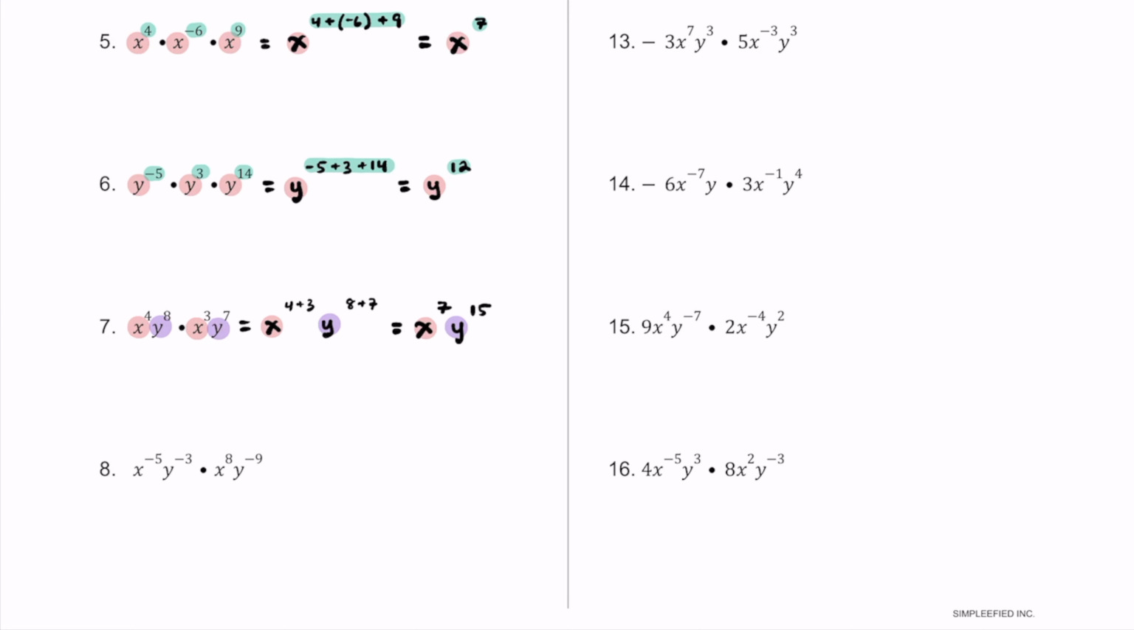So starting with the x's, we had this 4th power and 3rd power. We added 4 plus 3 to get our 7 over here. And then we took this 8 and this 7, we added 8 plus 7, and we got 15 for that power over here, or that exponent.